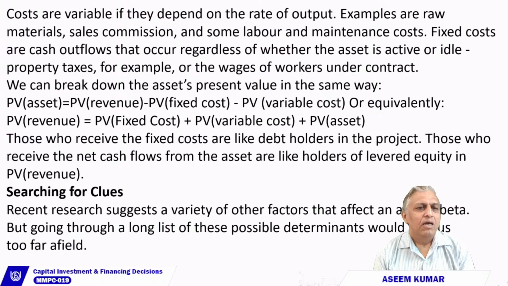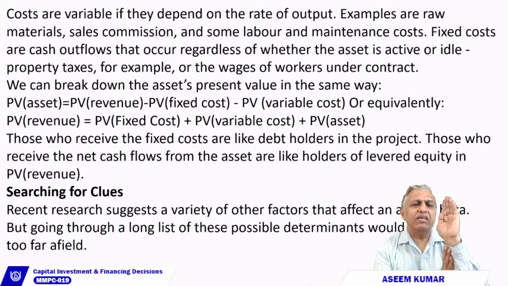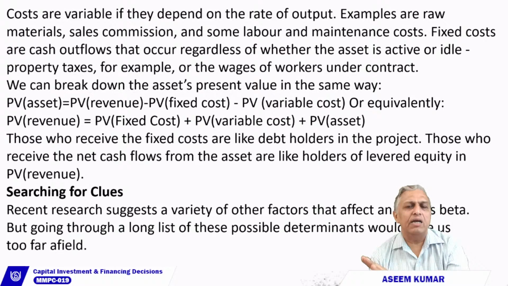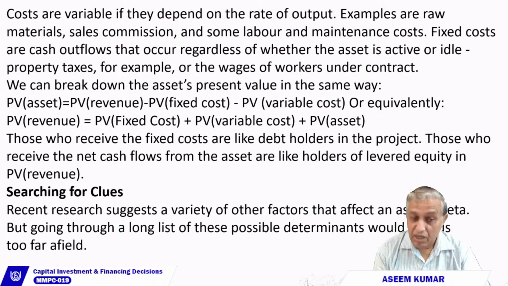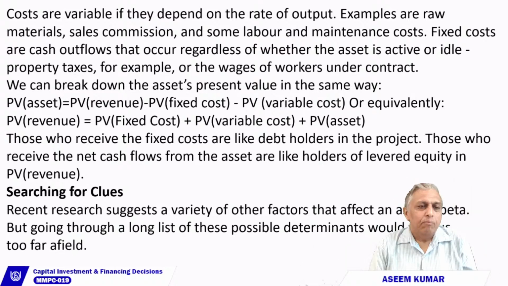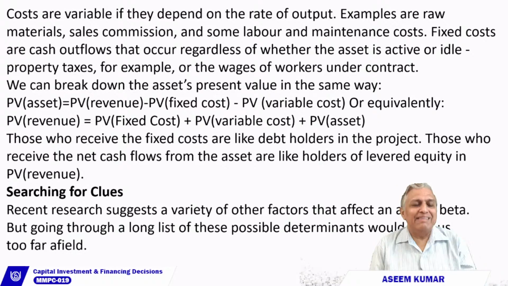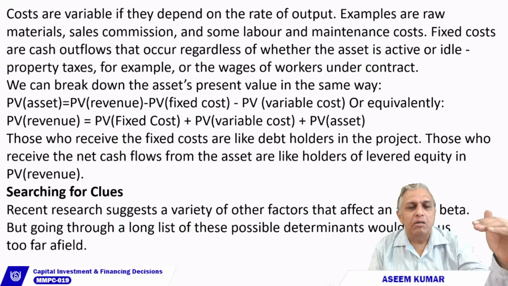Okay, we can break down the asset's present value in the same way. PV of asset is equal to PV of revenue minus PV of fixed cost minus PV of variable cost. See, the revenue is always covering some fixed cost and prominently the variable cost. If it is covering the fixed cost also in full, we have gone to the break-even point. And if the revenue is more than that, that is the margin of safety.